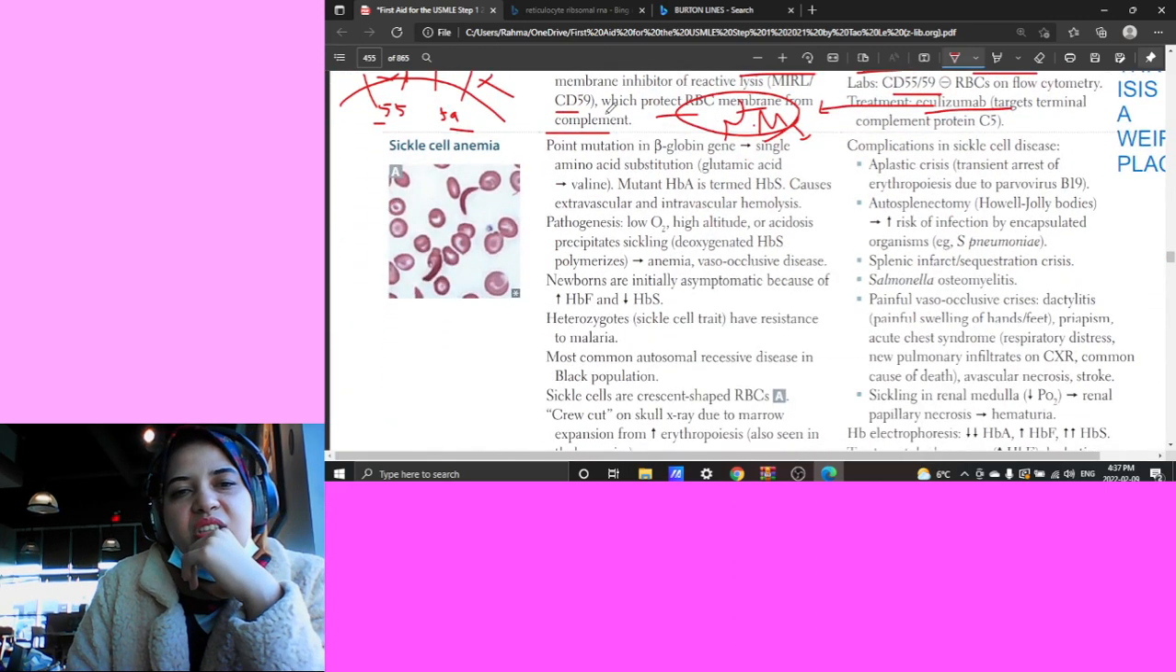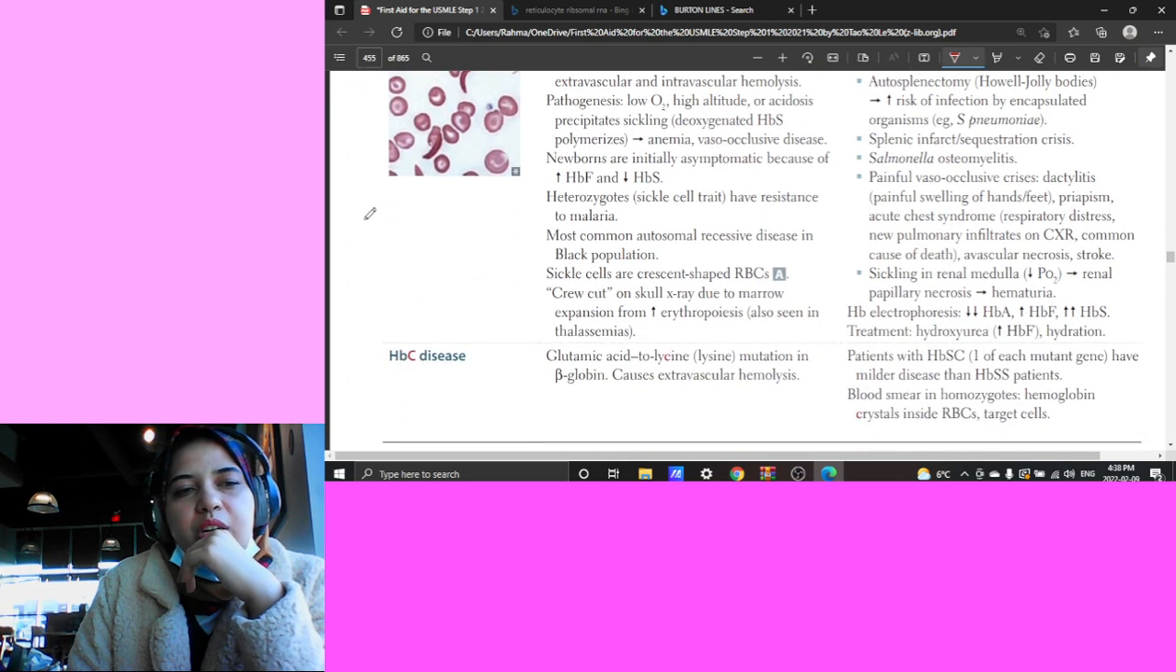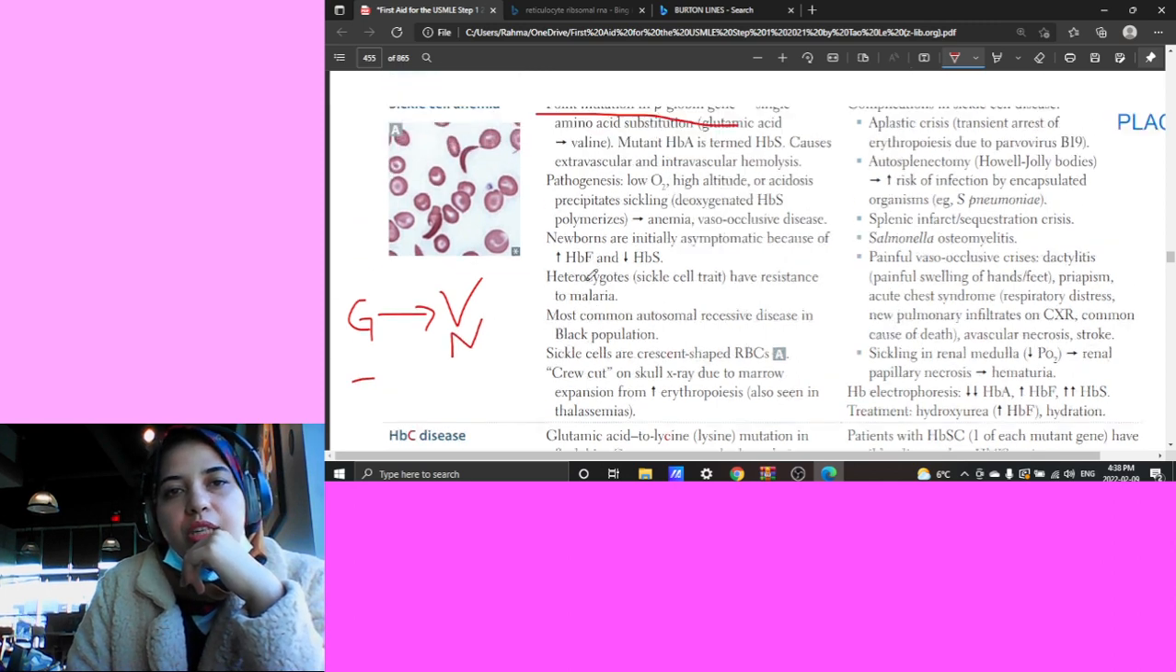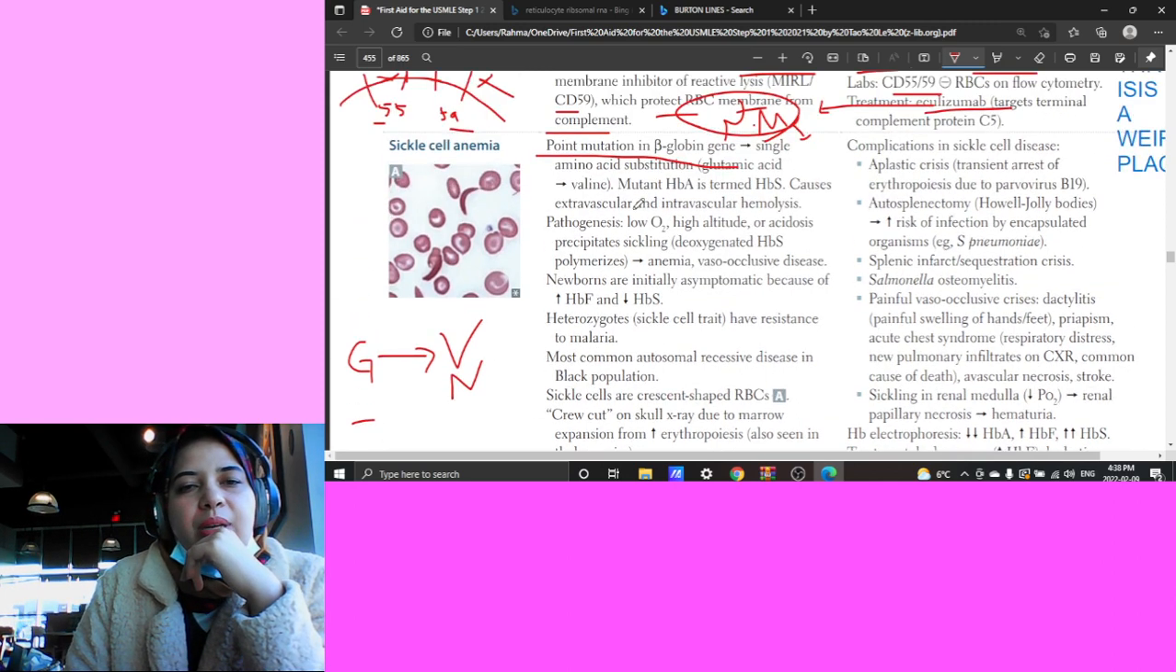Next is sickle cell anemia. This is a point mutation on the beta globin gene. So we're going to go from glutamic acid to valine. Remember, glutamic acid is negative, valine is neutral, so we can determine that by electrophoresis. If you have glutamic acid to valine, a mutant HbA is termed HbS.